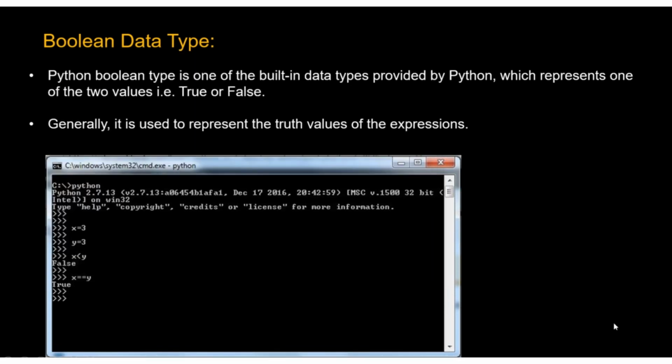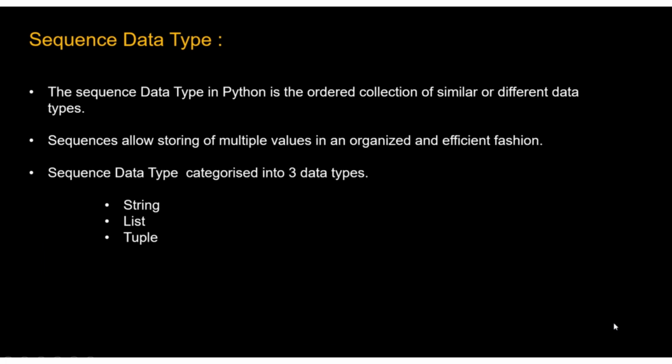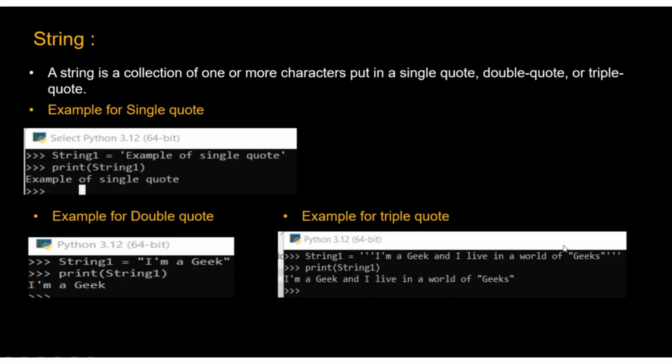Okay, let's go to another data type, sequence. The sequence data type in Python is an ordered collection of similar or different data types. Sequences allow storing of multiple values in an organized and efficient fashion. The sequence data type is categorized into three data types: string, list, tuple. Let us discuss them one by one.